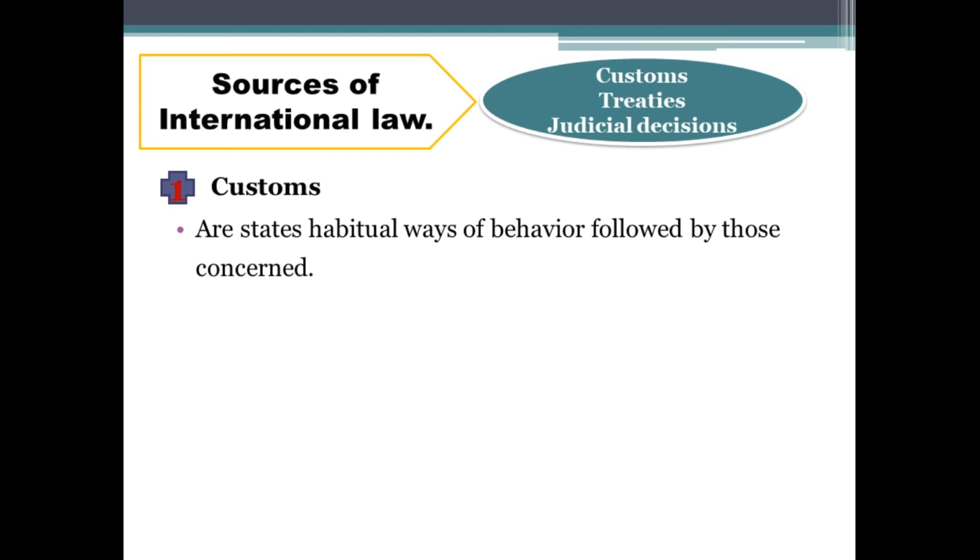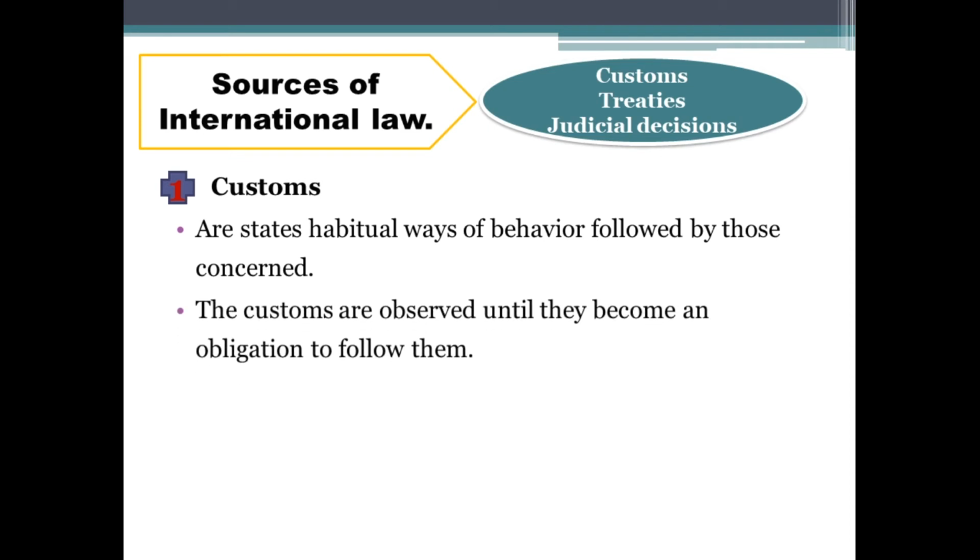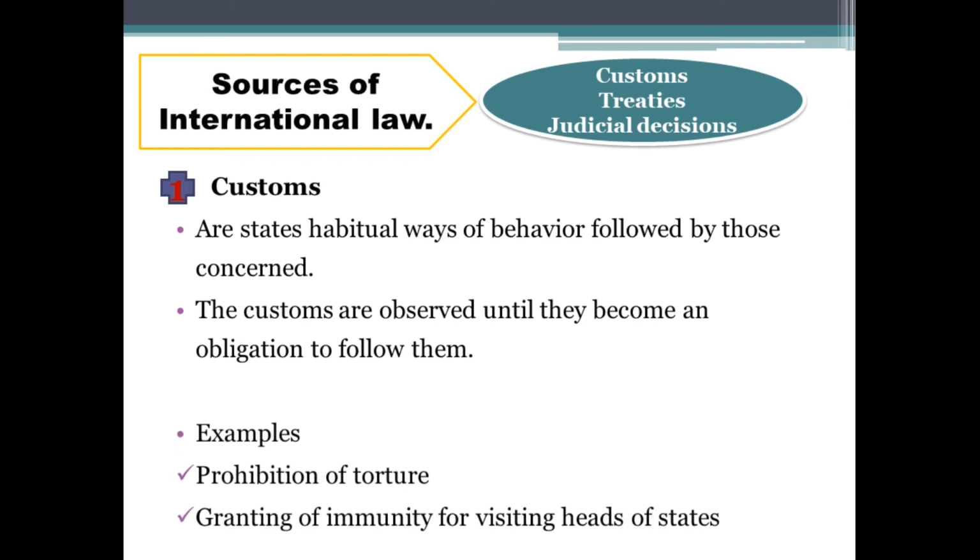These customs are habitually observed by the parties involved in international relations. The customs are followed until they become an obligation to obey them, and legal consequences may be attached to those who do not follow them. For instance, the prohibition on torture and also the granting of immunity for visiting heads of state.